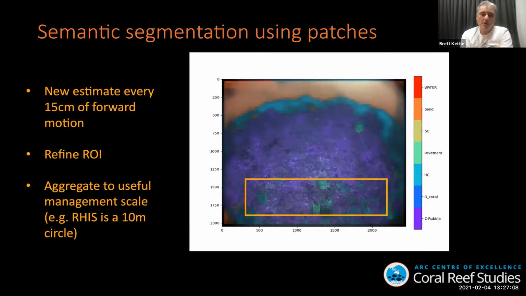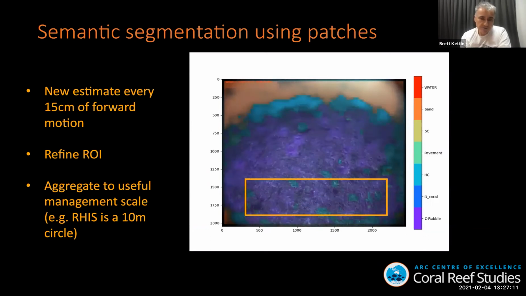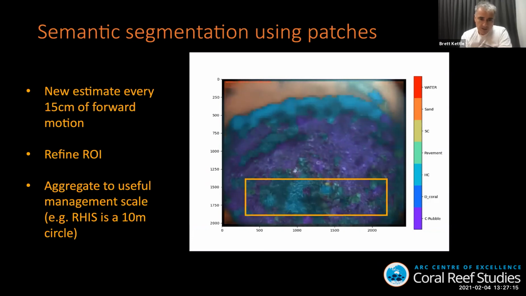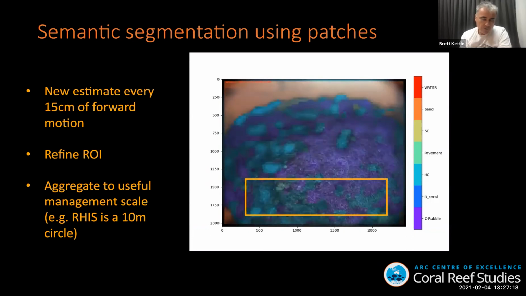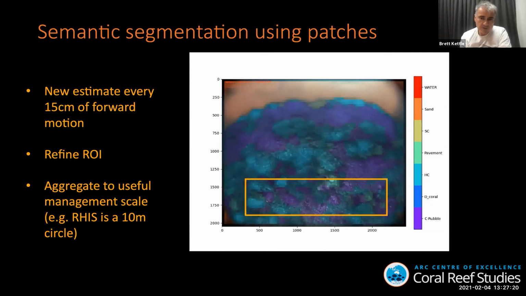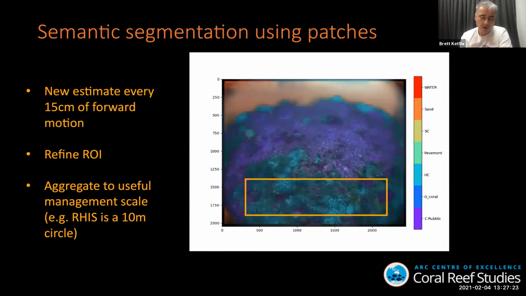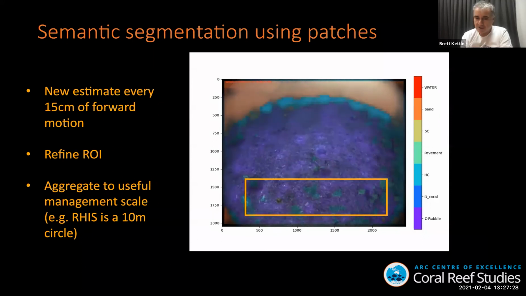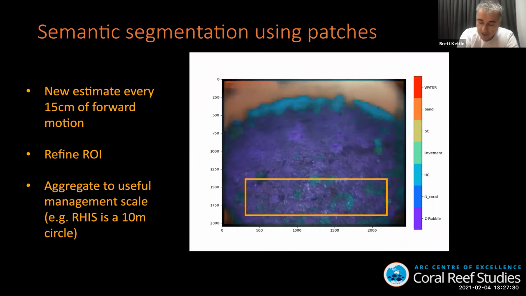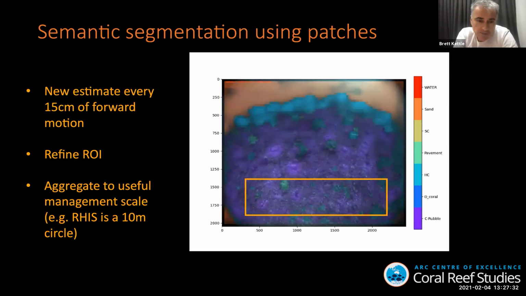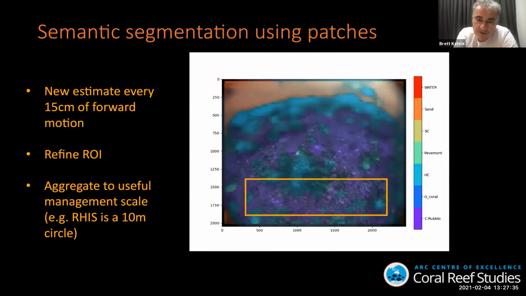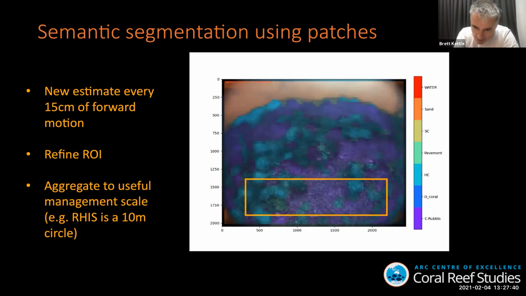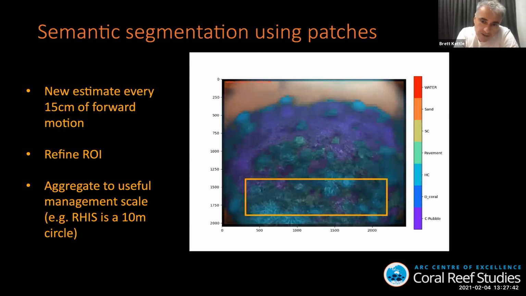We're in the process at the moment of refining a region of interest and defining that properly, optimizing it, and then being able to produce habitat estimates every 15 centimeters forward. The question will then become one of how we aggregate that information at a useful management scale. Just to put it out there, RIS surveys tend to be done within about 5 meters of an observer, which implies about a 10-meter spatial scale. So perhaps we aggregate this at a 10-meter spatial scale.